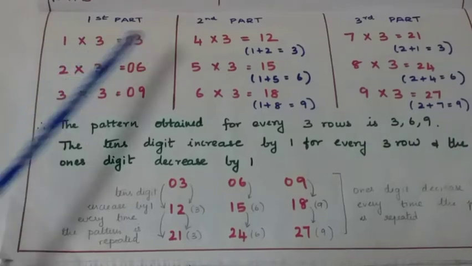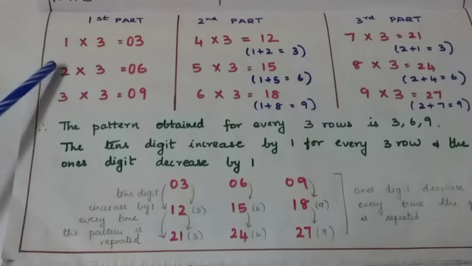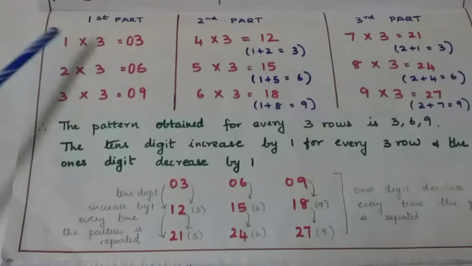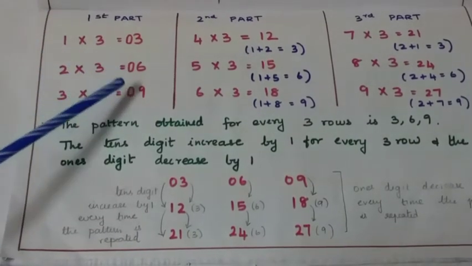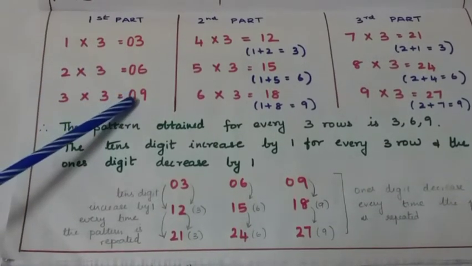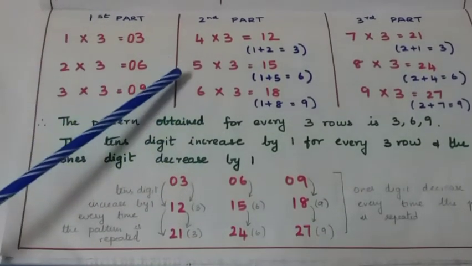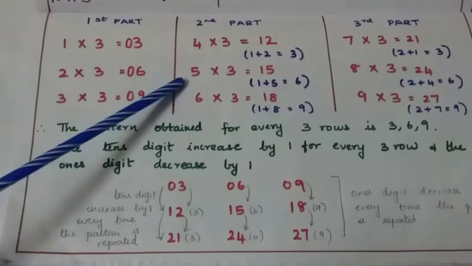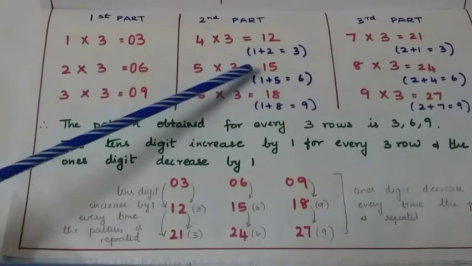Now let's divide Table 3 into 3 parts, where in the first part 3 is being multiplied by 1, 2 and 3. So when the number 3 is being multiplied by 1, 2 and 3, the result obtained is 3, 6 and 9. So this pattern 3, 6, 9 is going to be repeated for every 3 rows of Table 3. Now when you observe the second part of Table 3, where 3 is being multiplied by 4, 5 and 6, we get the results as 12, 15 and 18.